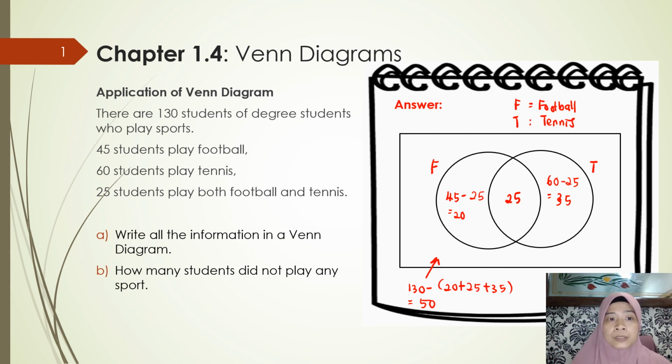So okay, in order to answer A, this should be your answer to represent A. And then for B, how many students did not play any of the sports? So this is the calculation, right? From this calculation, we know that 50 students did not play any sport.